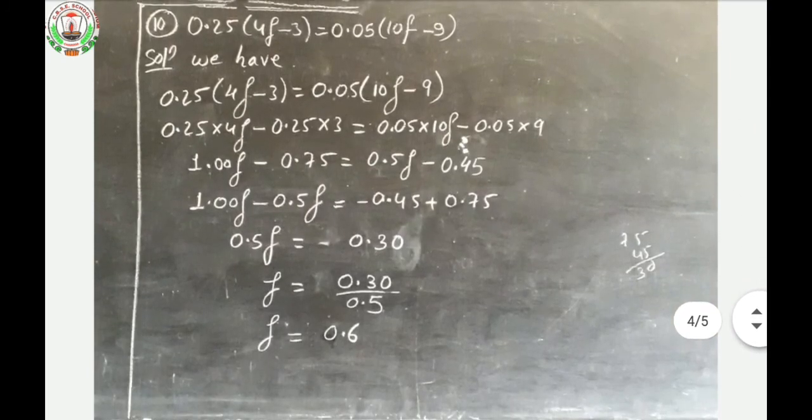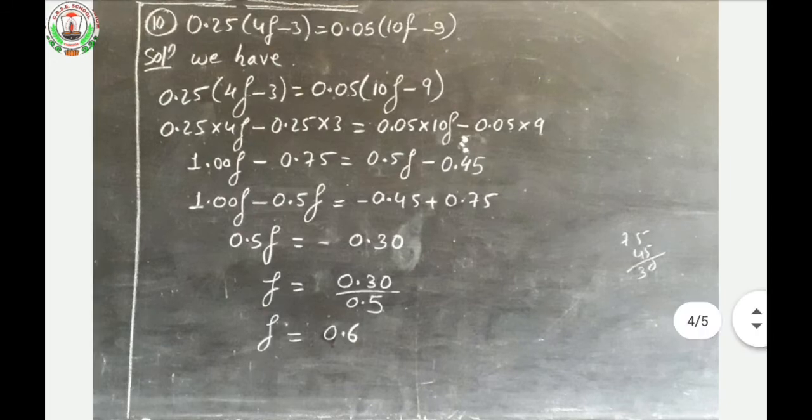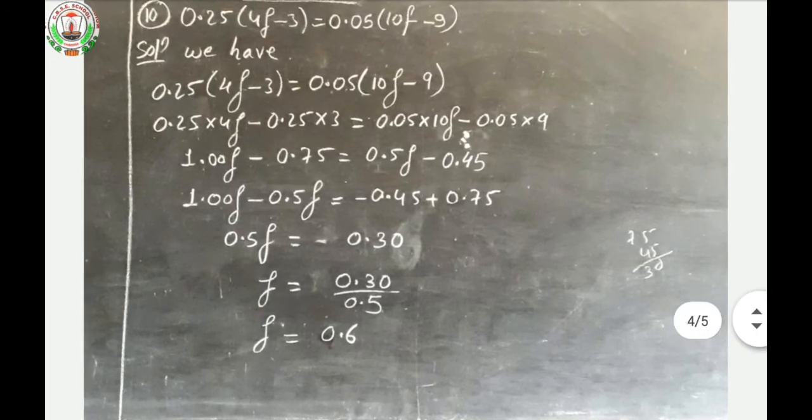What does question number 10 say? Here it is a decimal question. So we have to multiply the decimal numbers inside the bracket. The 10th question is 0.25 into 4f minus 3 is equal to 0.05 into 10f minus 9.